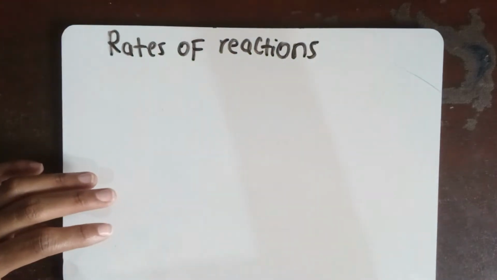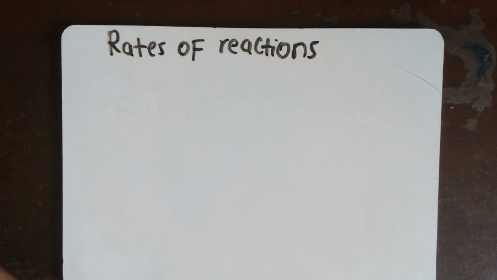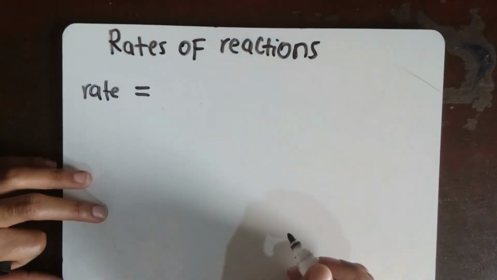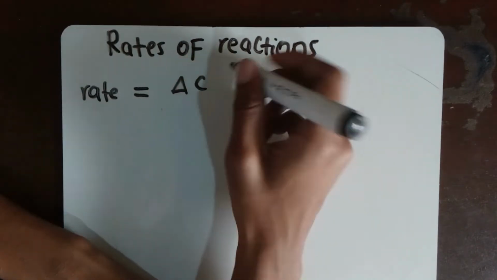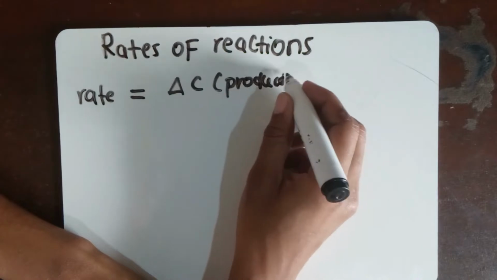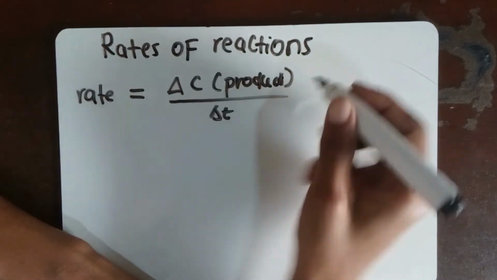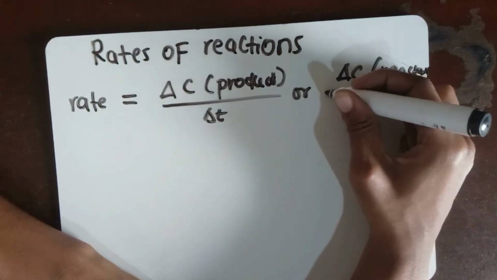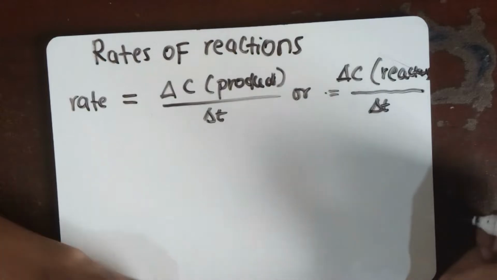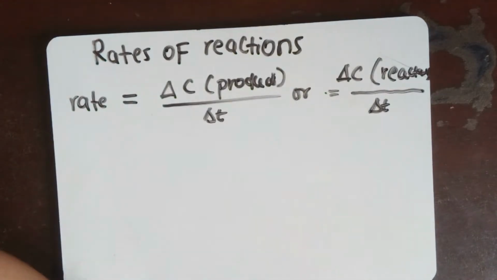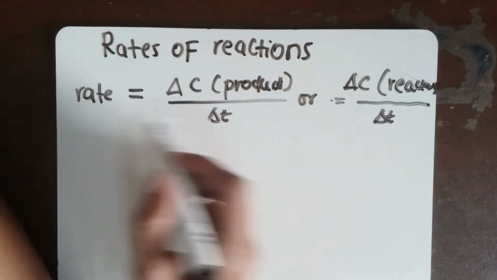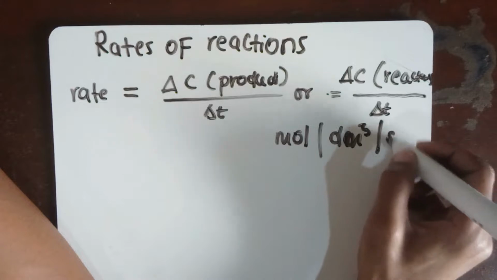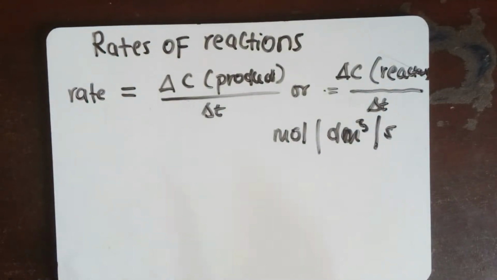In this lesson, we're going to talk a little bit about rates of reaction. We can first start by defining what we mean when we talk about a rate of reaction. It is simply the change in either the concentration of the products per unit time, or the change in concentration of our reactants, also per unit time. There are many factors that affect the rate at which a reaction proceeds, and we're going to talk about all of them. This rate is measured in moles per cubic decimeter per second.